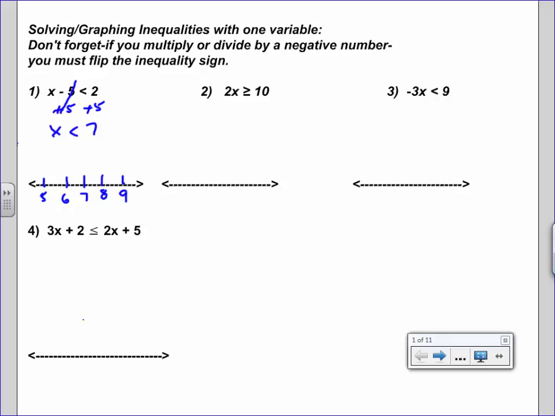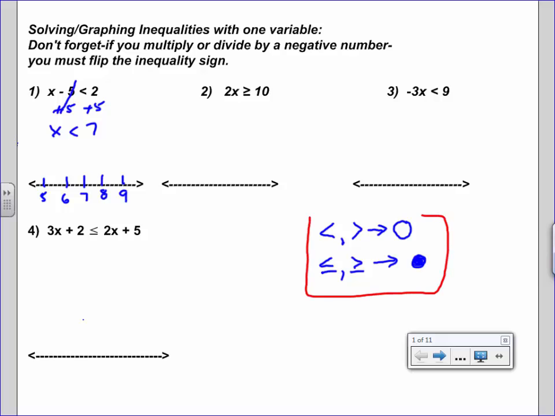Now something to note, I'll make a note of this down here: if it's less than or greater than, you're going to put an open circle. Less than or greater than, you mark an open circle at that number. If it's less than or equal to and greater than or equal to, then we will put a closed circle. Keeping this in mind, let's go back and look at this and see how to graph it.